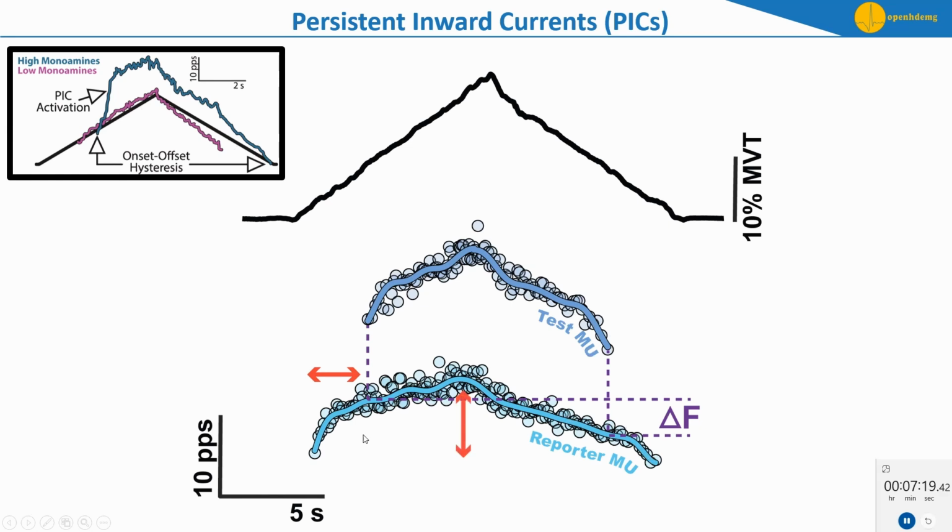Additionally, we want to make sure that this reporter motor unit is actually responding to excitatory synaptic input. To do that, we make sure that this reporter motor unit is modulating its discharge rate sufficiently during these ramp contractions. Another inclusion criterion is that we want to make sure that this test motor unit and reporter motor unit are receiving roughly the same synaptic input. To do that, we look at the cross correlation between the discharge of these motor units, assuming that if the cross correlation is high, they're likely receiving very similar inputs.